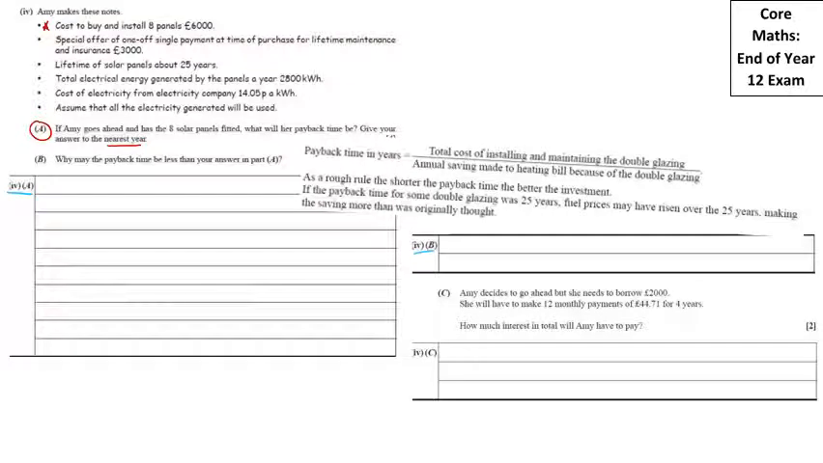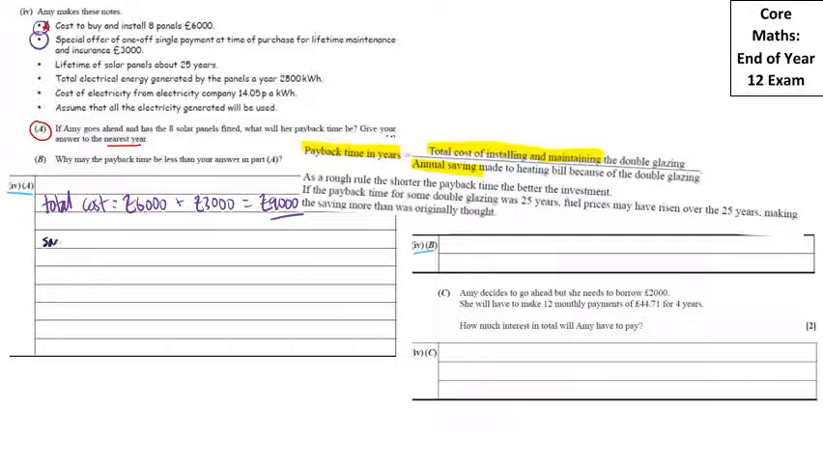From the pre-release materials, this really helps. So we can see from here the payback time in years is the total cost of installing and maintaining. This example is double glazing, but it holds the same for solar panels. And that's dividing by the annual saving. So they're the two things we need to work out first of all. So the total cost will just be the 6,000 to buy and install, plus the 3,000 payment for maintenance and insurance.